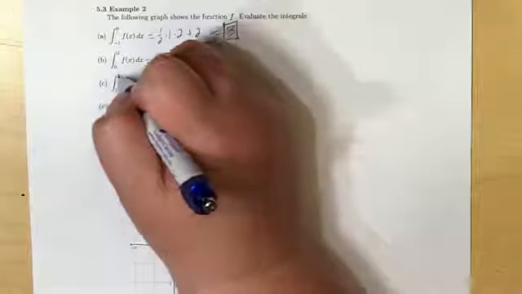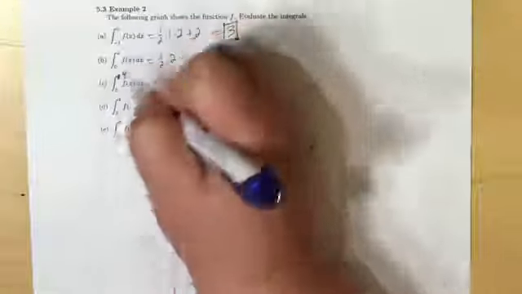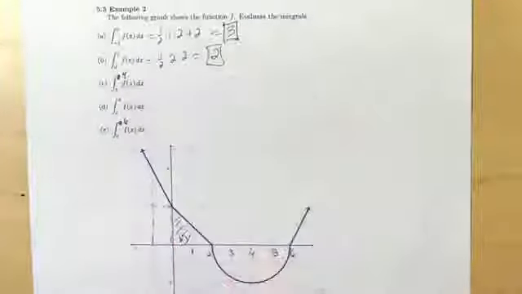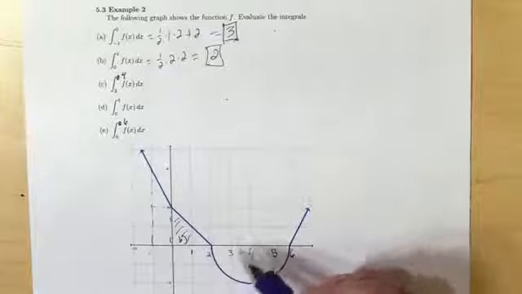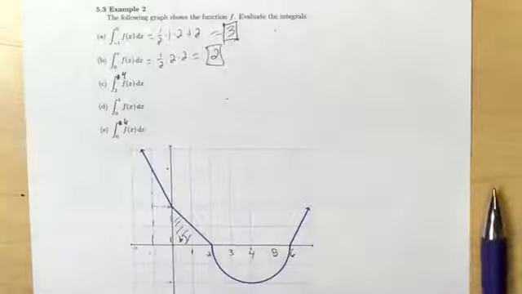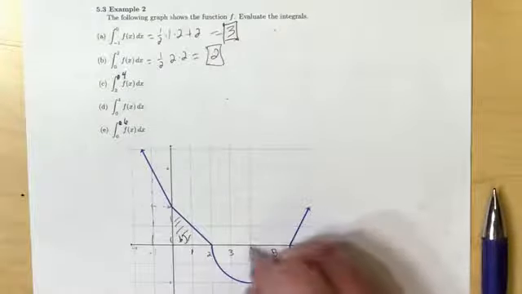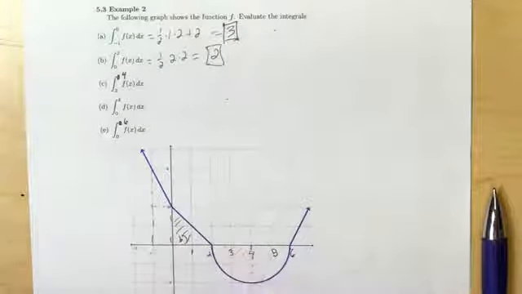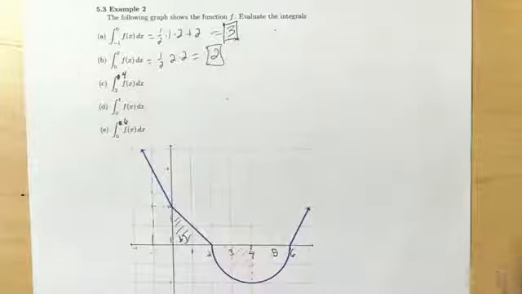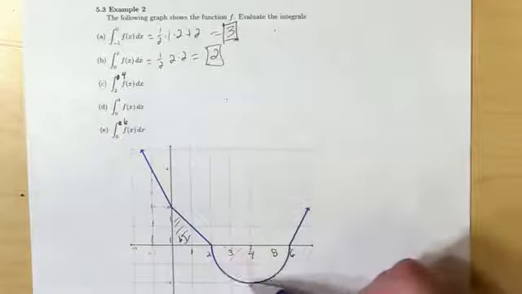I wanted this actually to be from 2 to 4, and I actually want this to be from 0 to 6. From 2 to 4, we are looking at the area of this region right here.